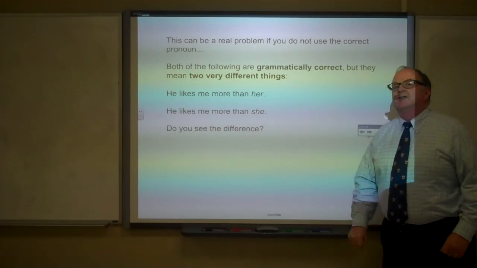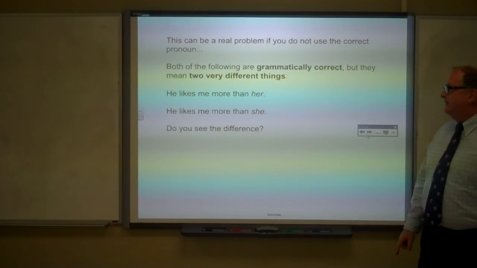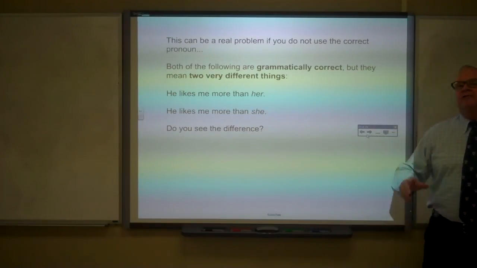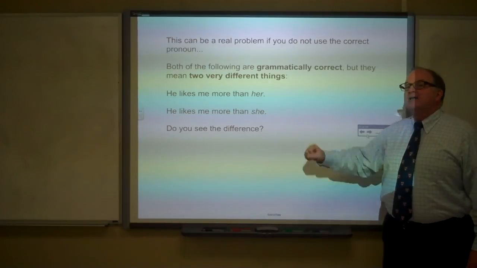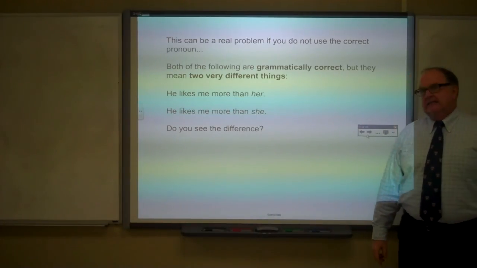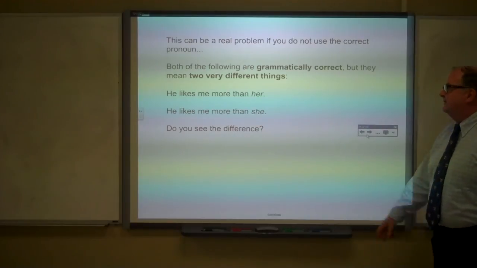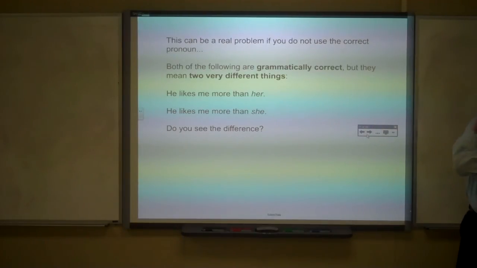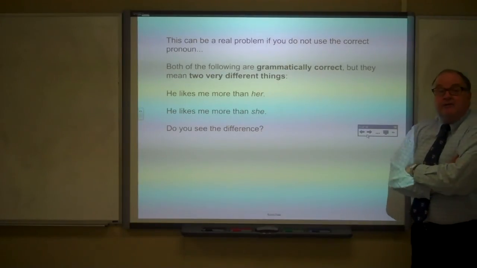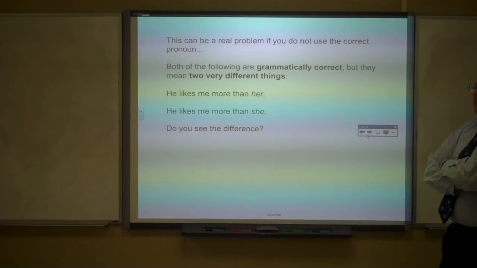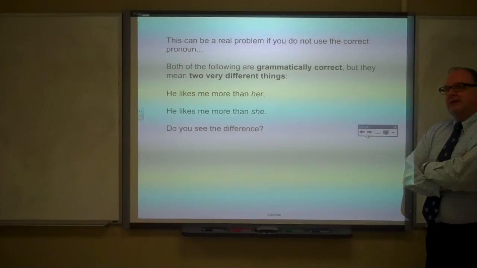Both of these sentences are grammatically correct, but they mean two different things. He likes me more than her. He likes me more than she. Both are grammatically correct. Do you see the difference? I'm going to give you 20 seconds or so to contemplate these two sentences with these two elliptical adverb clauses. See if you can tell the difference. And the difference is the pronoun.